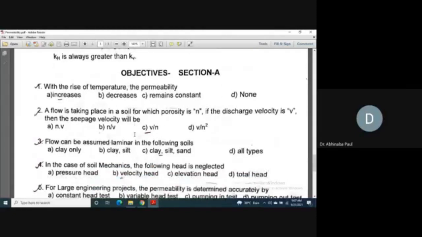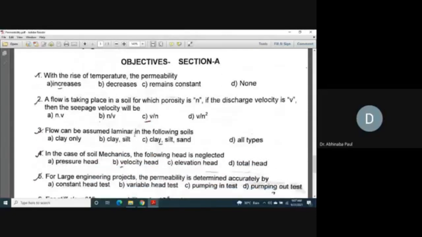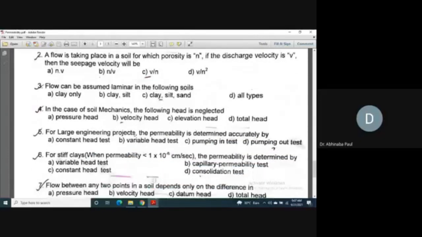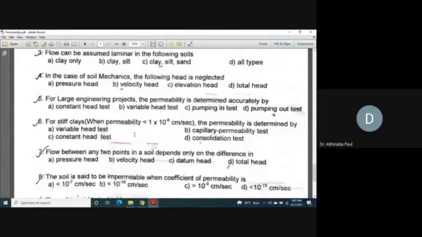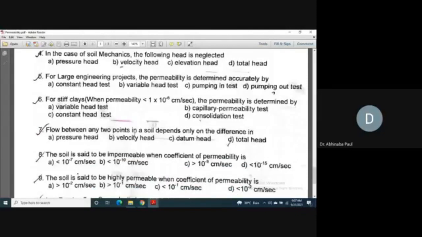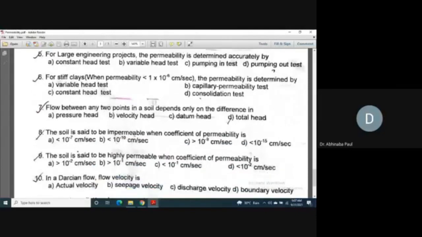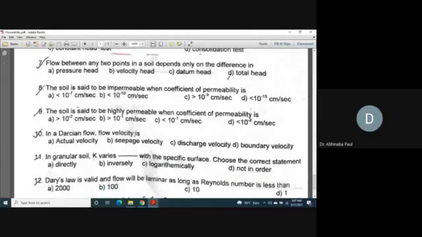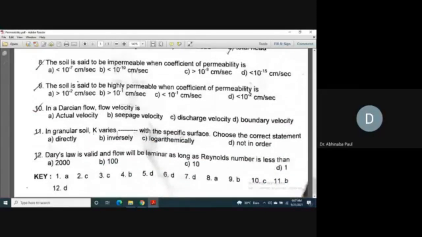Now some objective type questions are there. Definitely you should see them. These are very common questions. If you can cover them, definitely you will get probable questions in the exam. Answer keys are there at the bottom.